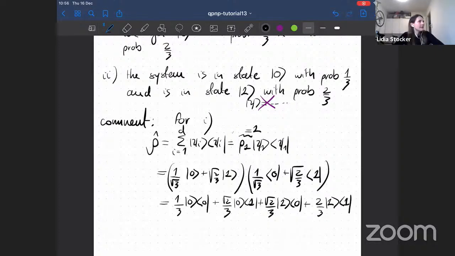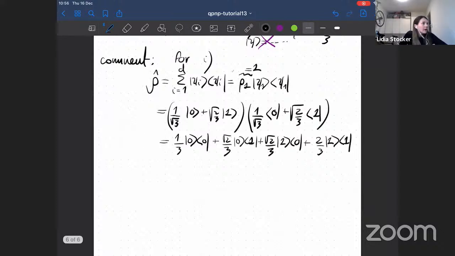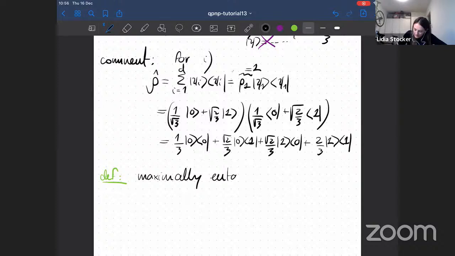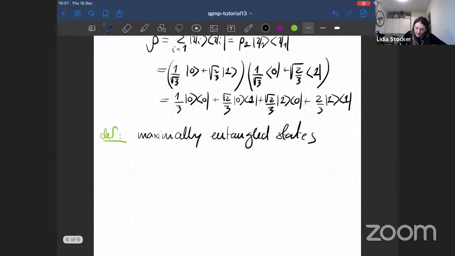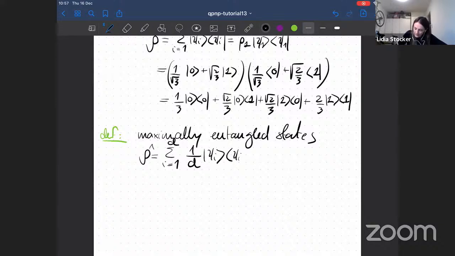Okay, then it's great. We can still discuss the definition of maximally entangled states. This is given by rho equals the identity over d, 1 over d. So each possible state which occurs in the Hilbert space has the same probability.